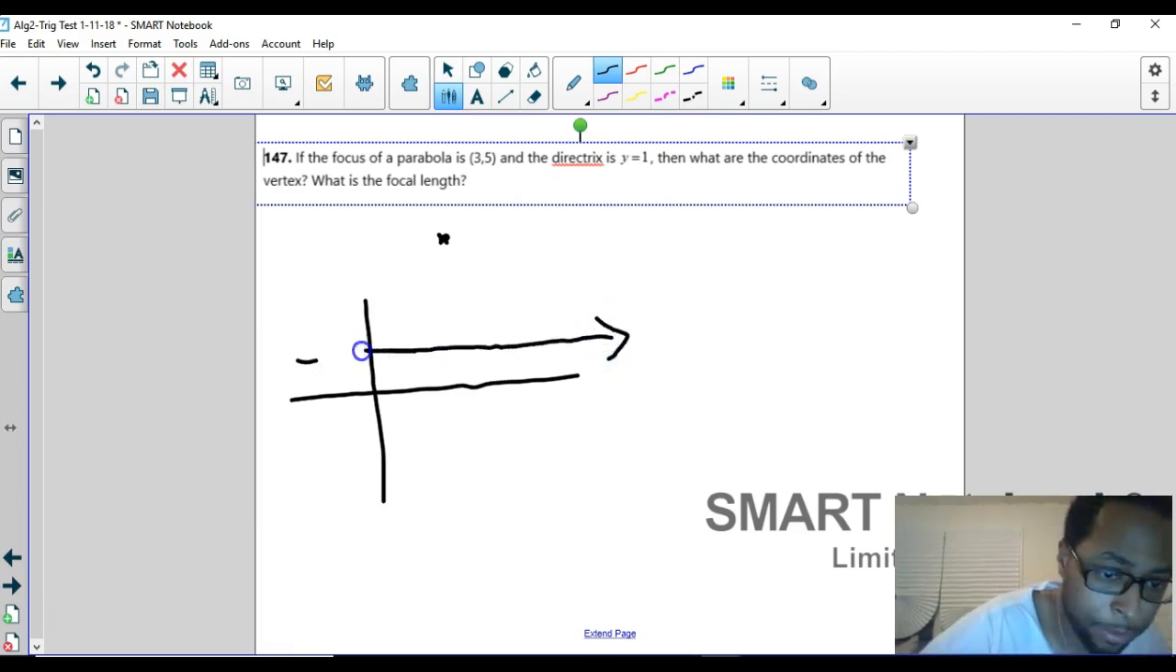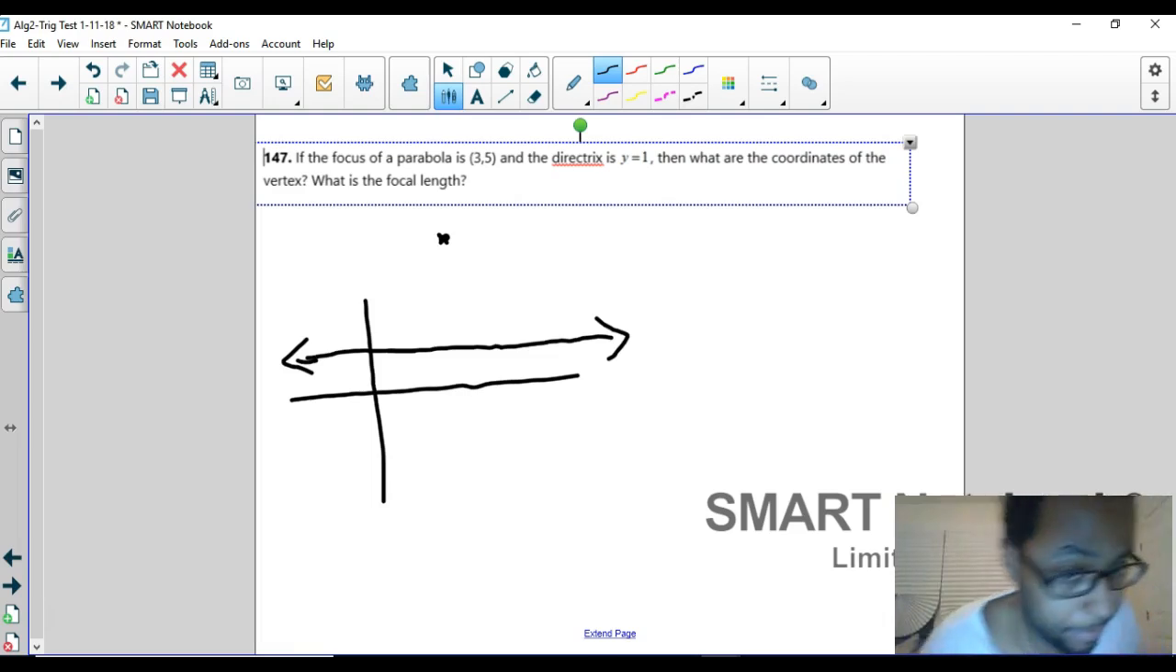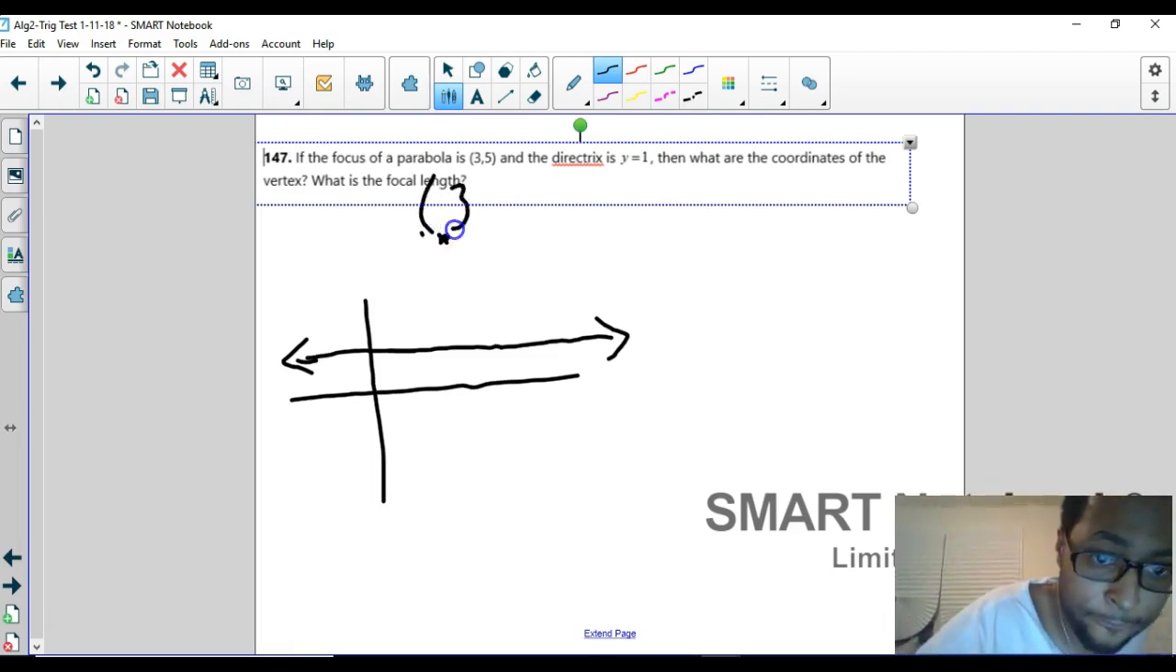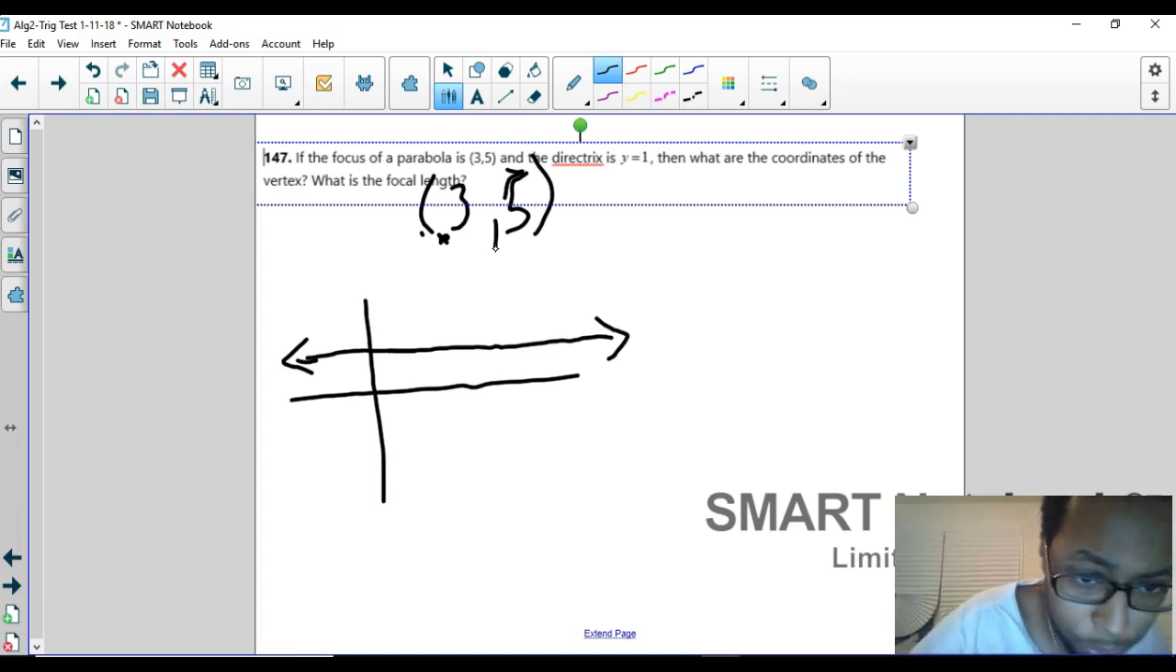Excuse me, I misspoke. This is my focus. Okay, so my focus is (3, 5). My directrix is y equals 1, so it's here. I want to know what is the coordinate of the vertex.